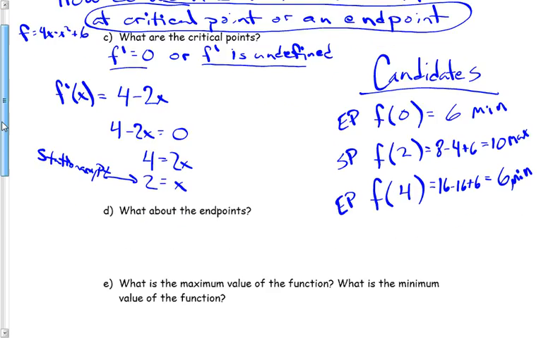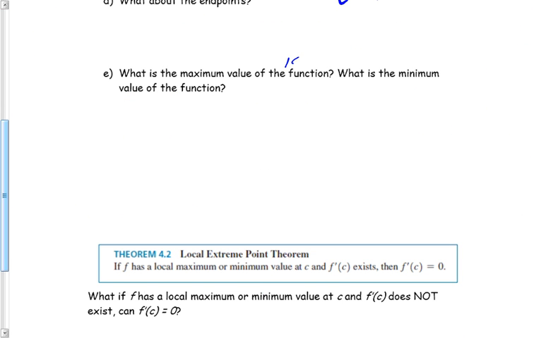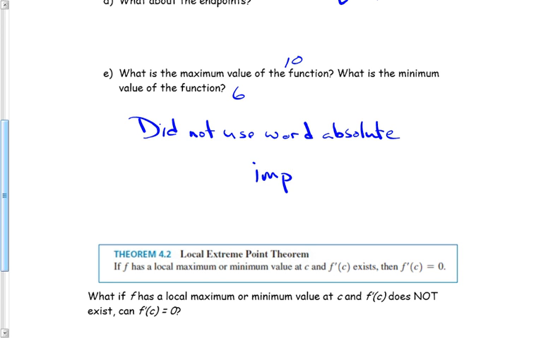So the maximum value of the function is 10. Notice it did not use the word absolute. It doesn't need to. The maximum value of this function is 10. The minimum value of the function is 6. Note, did not use the word absolute. It's implied. Okay? Fair?